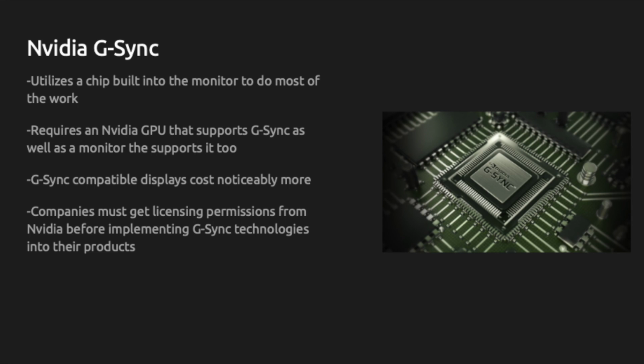On Nvidia's side of things, G-Sync utilizes a chip built into the monitor to do most of the work for the adaptive sync technology. It requires an Nvidia GPU that supports G-Sync as well as a monitor that supports it as well. G-Sync compatible displays tend to cost noticeably more, and companies must get licensing permissions from Nvidia before implementing G-Sync technologies into their products.